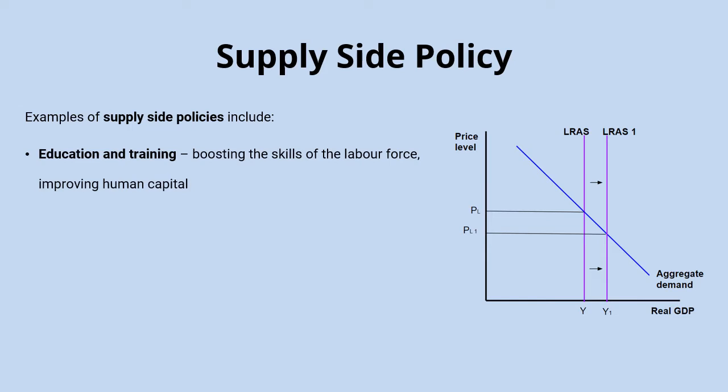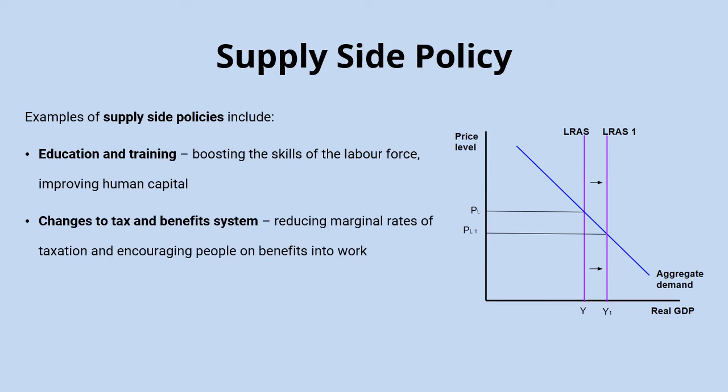One really classic example would be improving education and training. And so by increasing the skills of labour, a good economic term for that is improving human capital. That helps to improve the quality of labour, and that's going to boost your long-run aggregate supply.